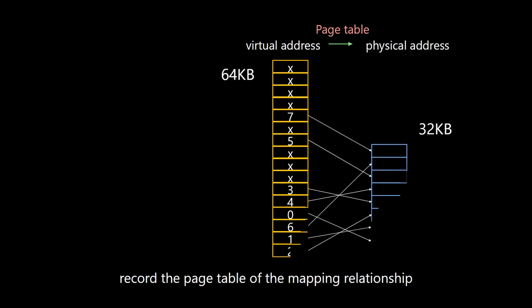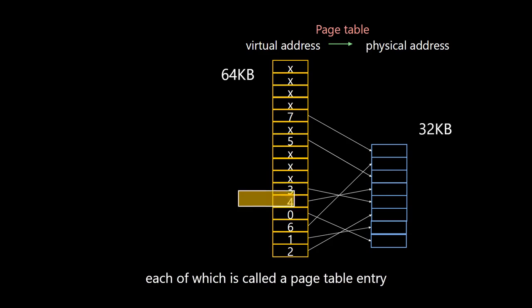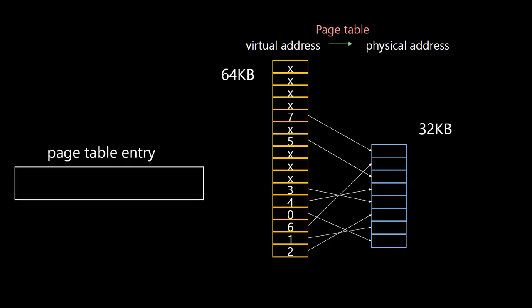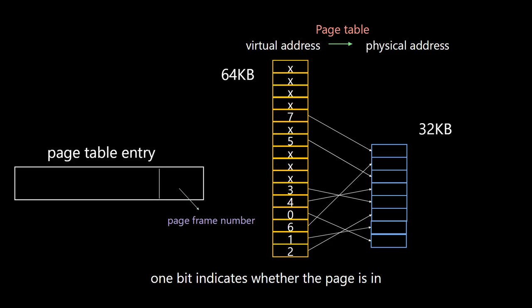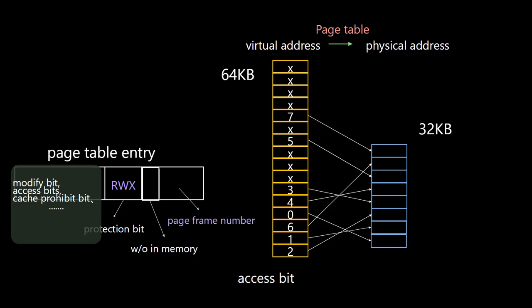Next, each record of the page table's mapping relationship is called a page table entry. Among them is the page frame number. One bit indicates whether the page is in memory. The protection bit records read, write, and execute permissions. There are also the modify bit, access bit, cache disable bit, and so on. It will not be expanded here.